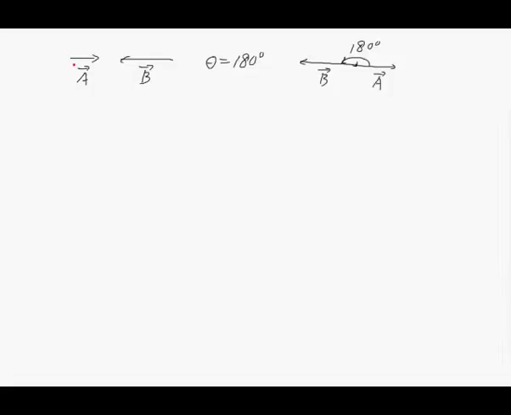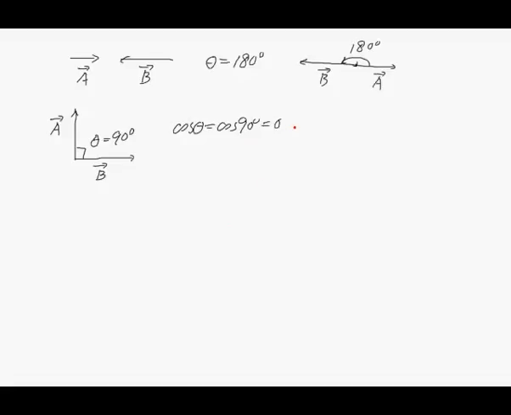If we have two vectors that are perpendicular to each other, this is the vector A and this vector B. So theta between them is equal to 90 degrees. Then you know cosine theta equals cosine 90 degrees, which is equal to 0.